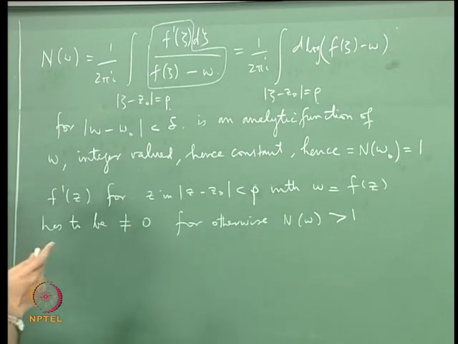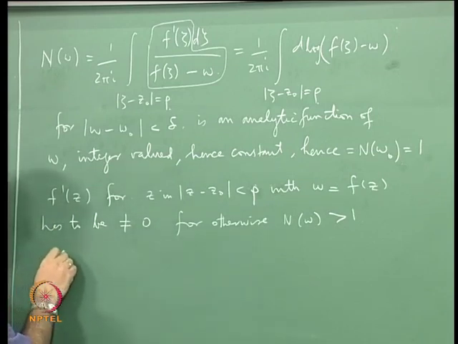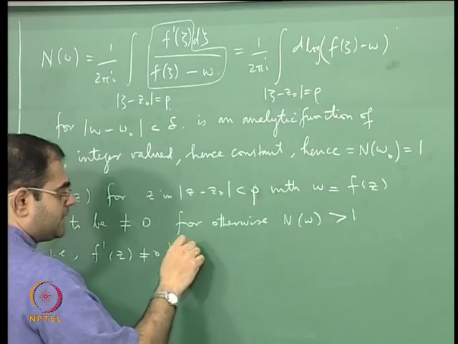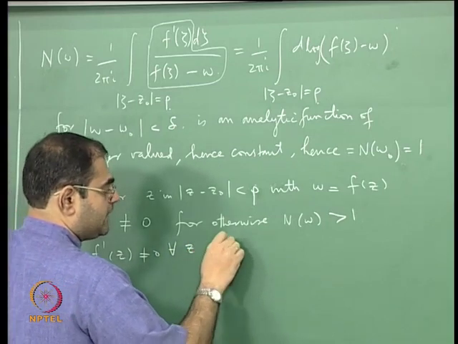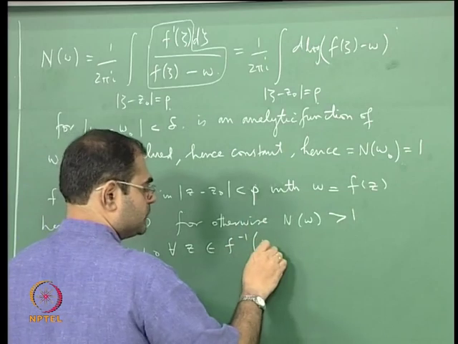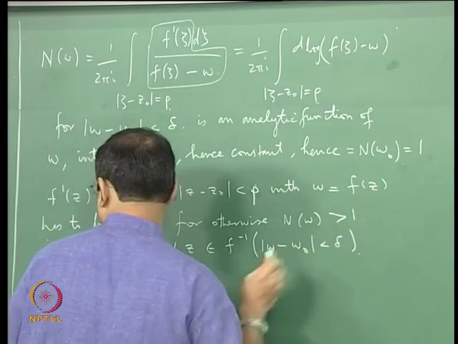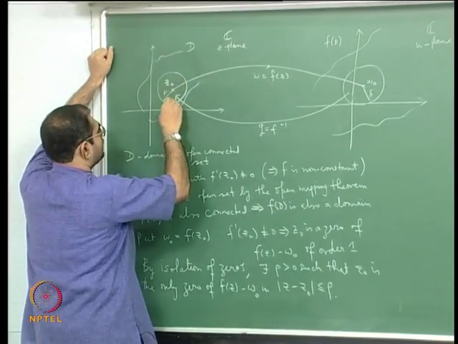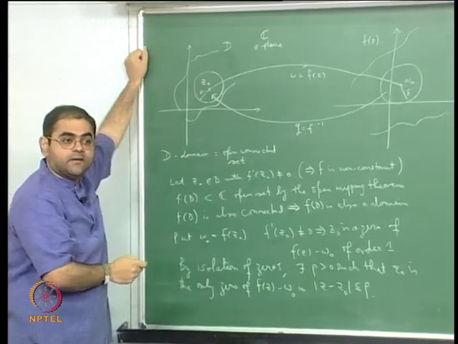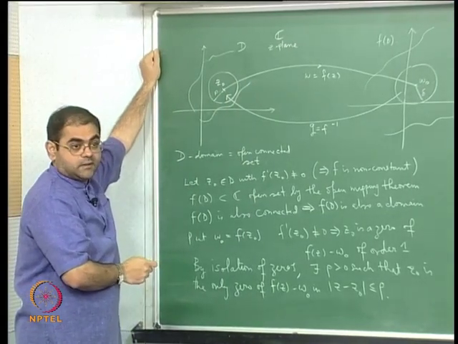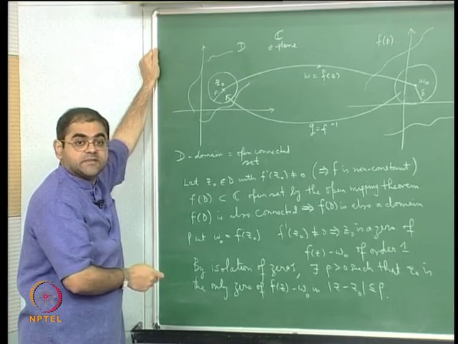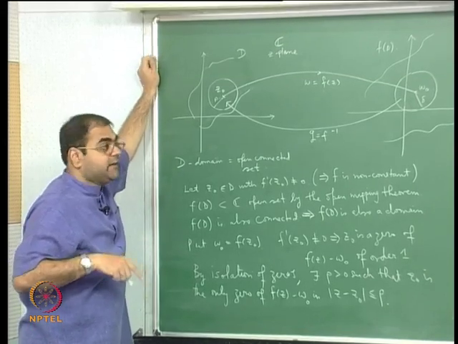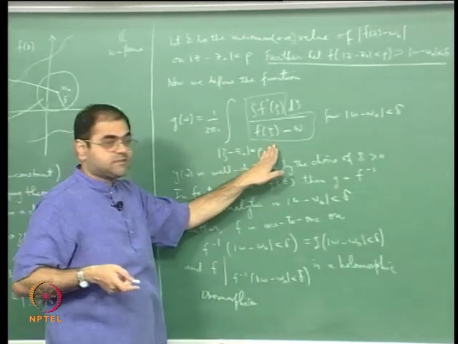So what I want to tell you is that you also get that f dash of z is not 0 for all z in f inverse of that disk. So when you take the inverse image of this disk here, you will get an open neighborhood of z naught. And the fact is that open neighborhood will be a neighborhood restricted to which f is not only 1 to 1, the derivative of f will also not vanish, and it is the non vanishing of the derivative there which actually makes this into an analytic function.